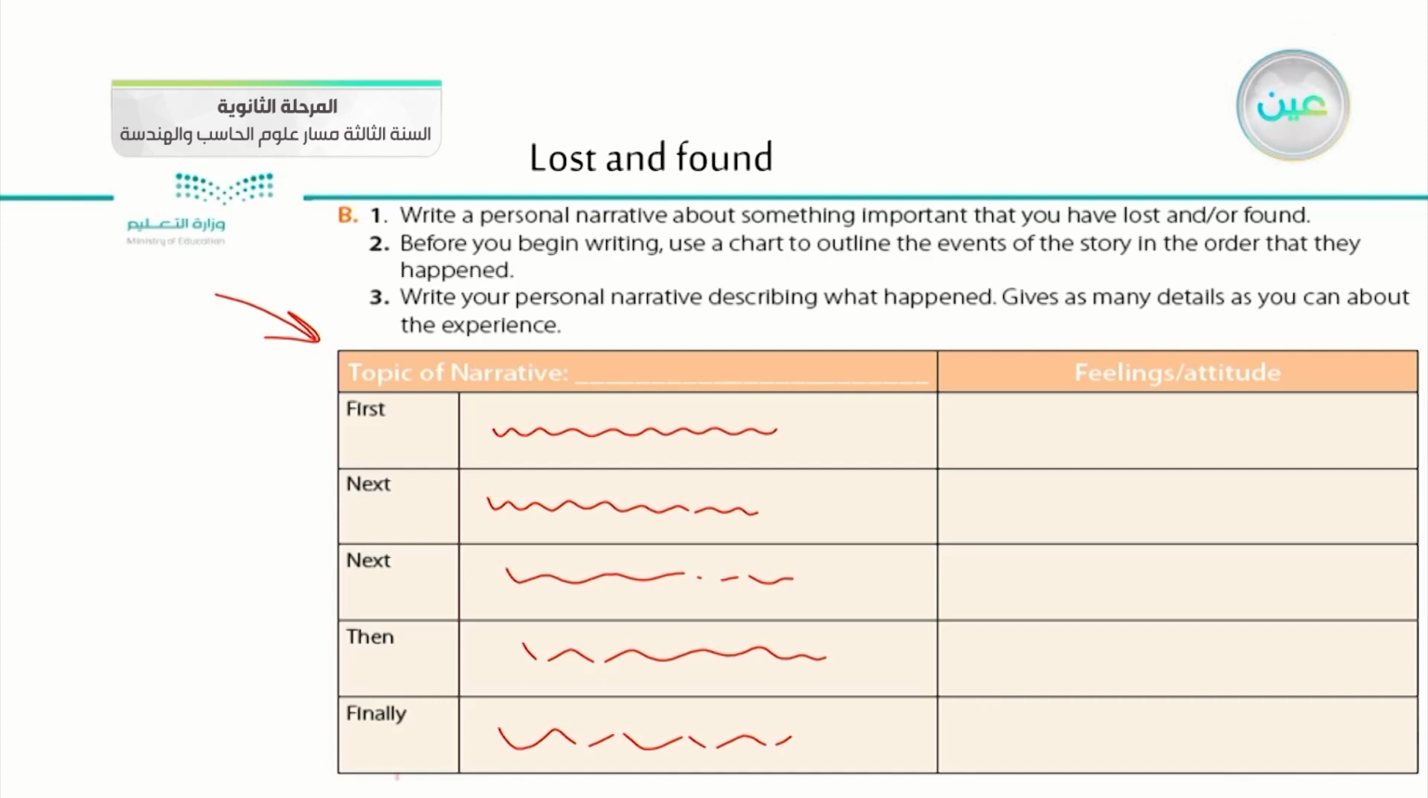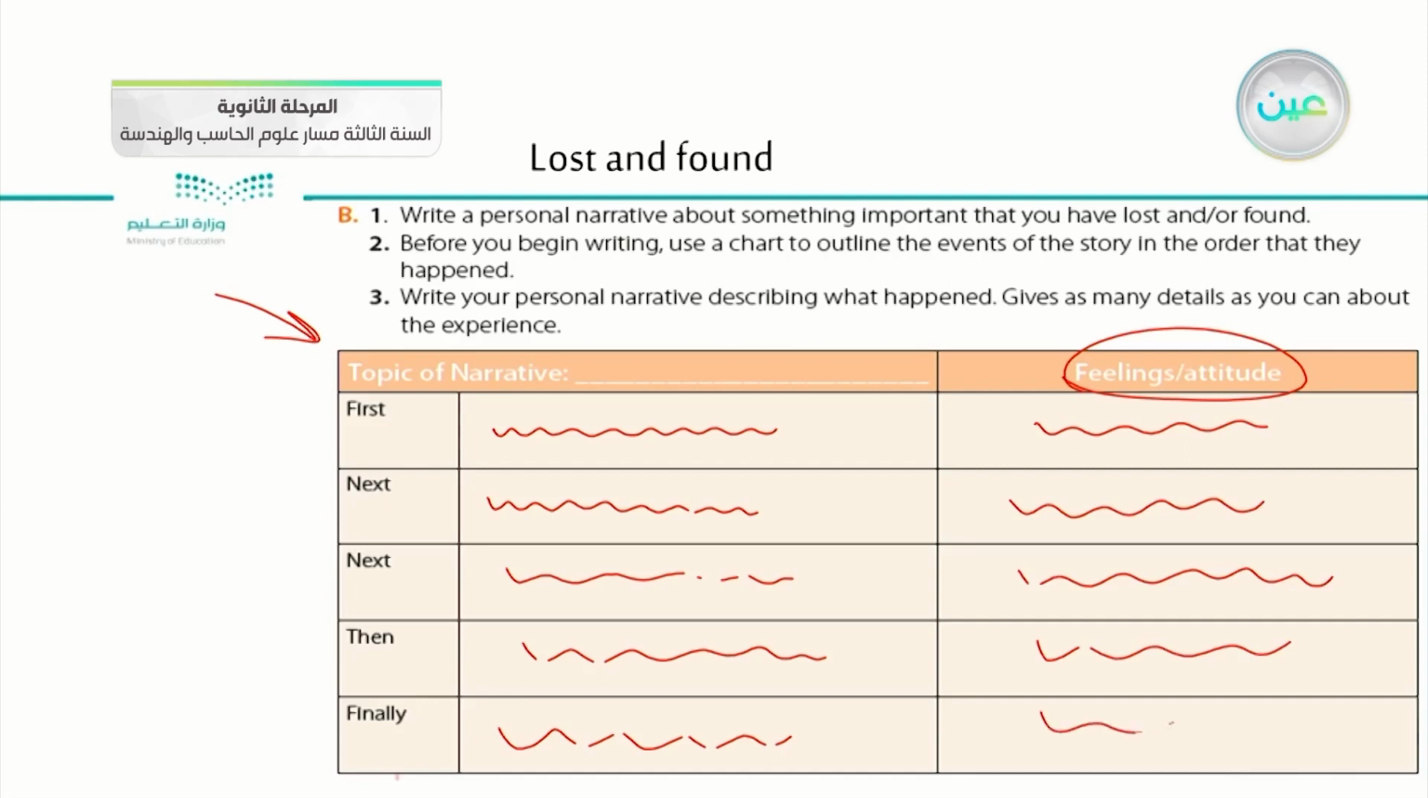Okay? Also try to write on the right side your feelings and attitude, how you behaved, how you felt during that time. Okay? Try to accompany the feeling at each one of these moments. Number 3, write your personal narrative describing what happened. Give as many details as you can about the experience.